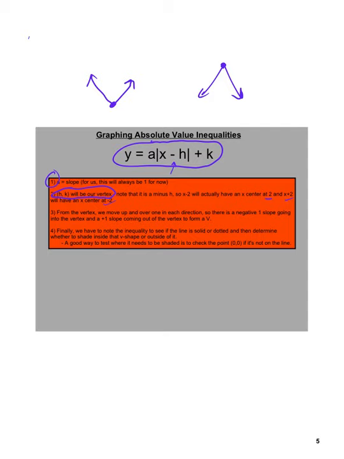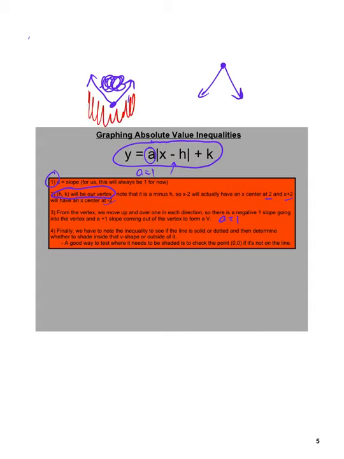From the vertex, we move up and over one in each direction. So there's a -1 slope going into the vertex, as we see like right here, and a +1 slope going out of the vertex. So it forms that sort of V. And again, that's because we're going to use this A will always be 1 for now. That's why that works like that for us right now. Finally, we'll have to note the inequality to see if the line is solid or dotted, and then determine whether to shade inside of this V, so that would be like in this area here, or are we shading outside of the V or under it, which would be like this area here.